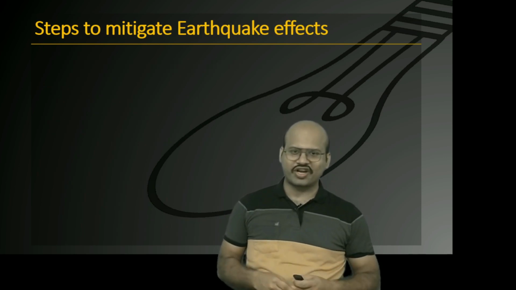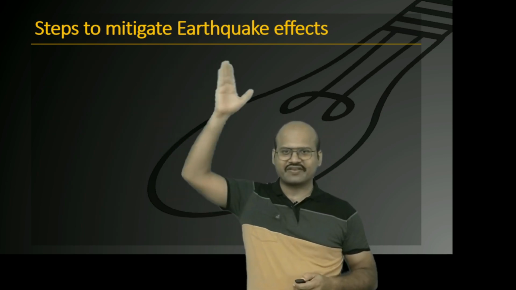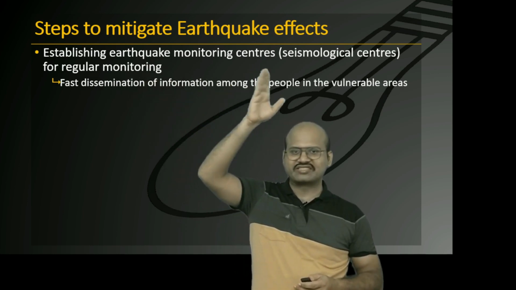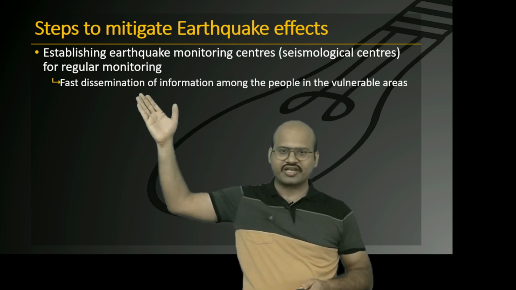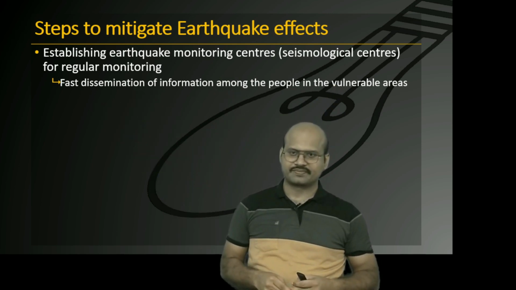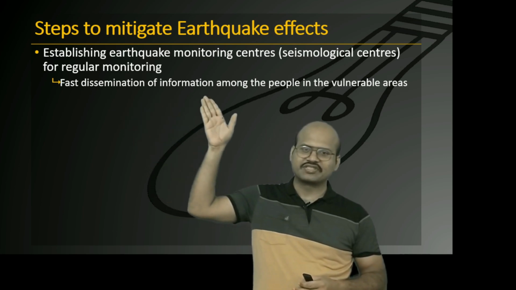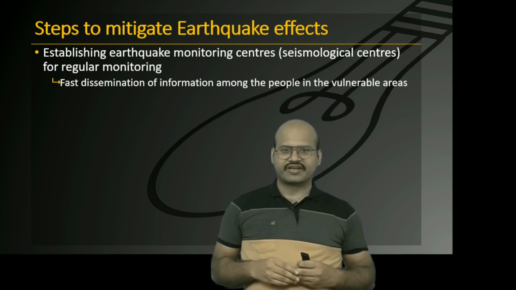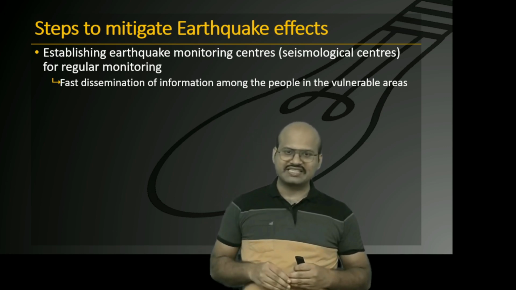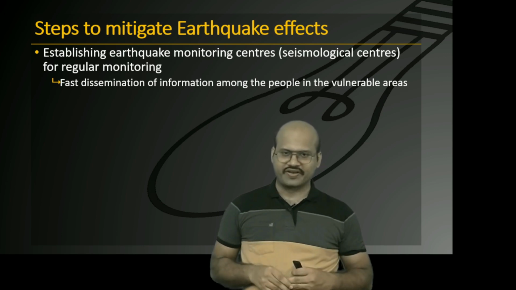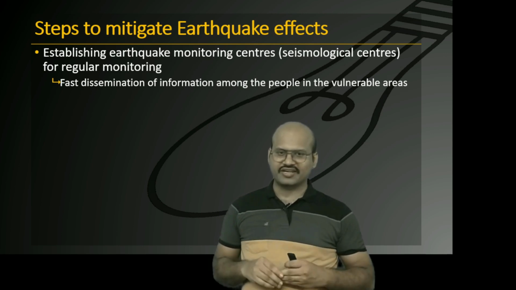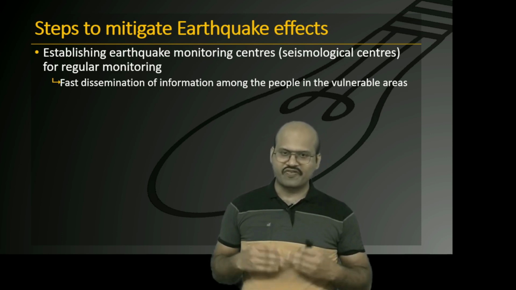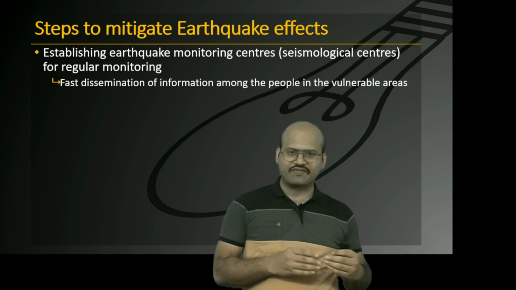Now let's see what steps the government should take for mitigating the effects of earthquakes. They should establish earthquake monitoring centers, which are called seismological centers, for regular monitoring of earth-related matters. Fast dissemination of information among the people in vulnerable areas. Now you see, the earthquake travels at a speed, but this speed is less than the speed of electromagnetic waves. So if there is a monitoring center, it can provide a few seconds or even minutes to people to evacuate the area or to go to safe locations.